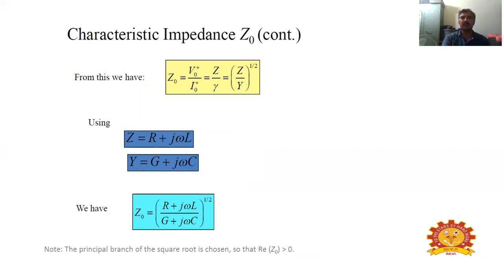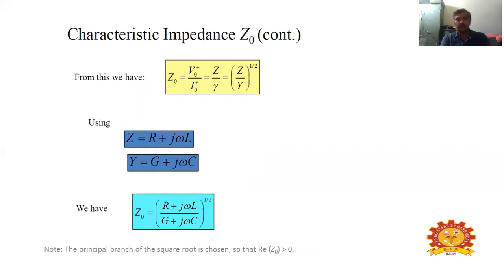That can further be written as Z0 is equal to Z by gamma, that is equal to (Z by Y) to the power 1 by 2. That is, Z0 is equal to root of Z divided by Y. That is, the characteristic impedance Z0 is equal to root of impedance divided by admittance.